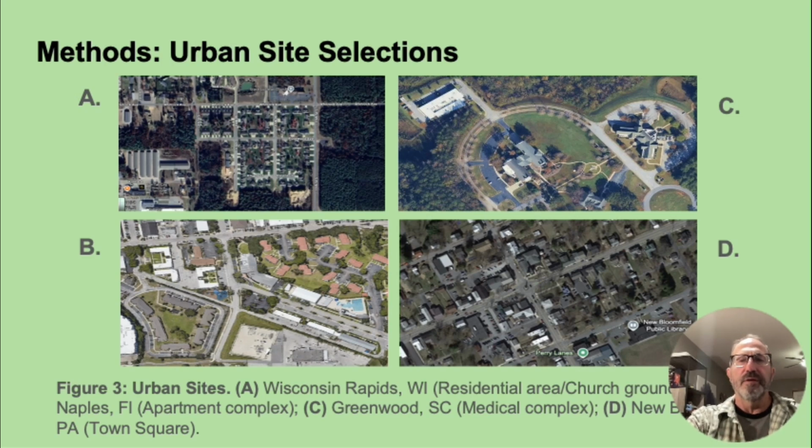Location B was in Naples, Florida. This was an apartment complex. Location C in Greenwood, South Carolina. This was a medical complex. And in location D in Pennsylvania, this is in New Bloomfield, and this is the town square of the county seat of Perry County, New Bloomfield, Pennsylvania.